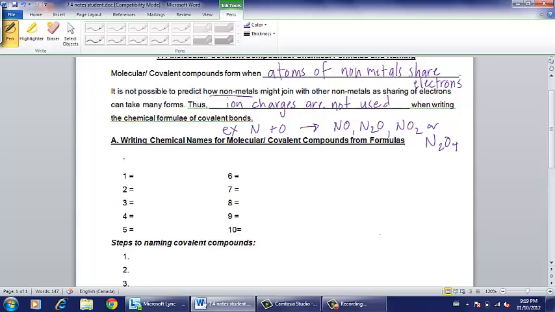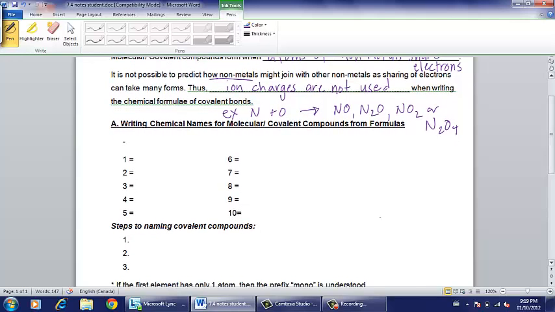So you need to learn what each number is. So for example, 1 is mono. These are going to become prefixes when we're giving the names. 2 is di. 3 is tri. 4 is tetra. 5 is penta. 6 is hexa. 7 is hepta. 8 is octa. 9 is nona. And 10 is deca.